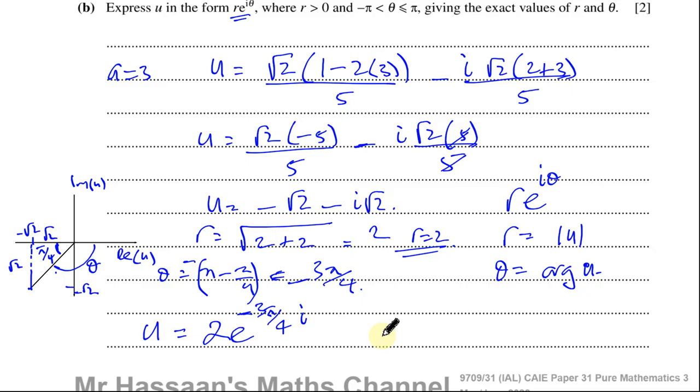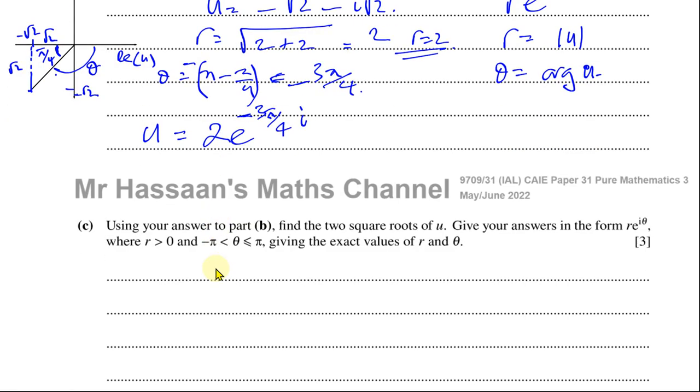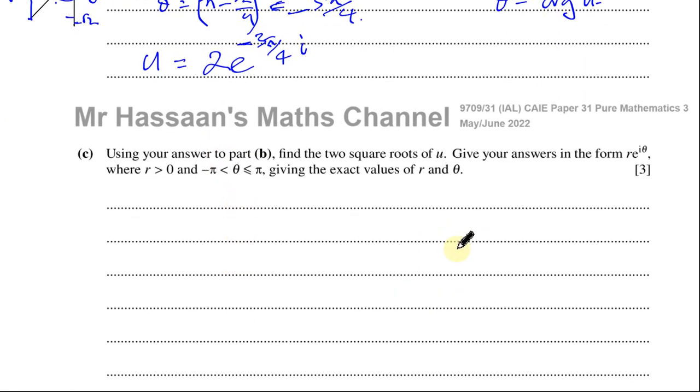We've rewritten this complex number in exponential form. And then part C says, using your answer to part B, find the 2 square roots of u. So let's say, for example, that the square root of u is equal to w. That means that w squared is equal to u. So that means w squared is equal to 2e to the power of minus 3/4 pi i.